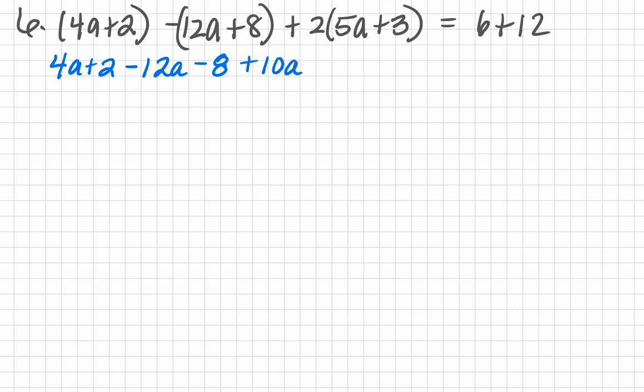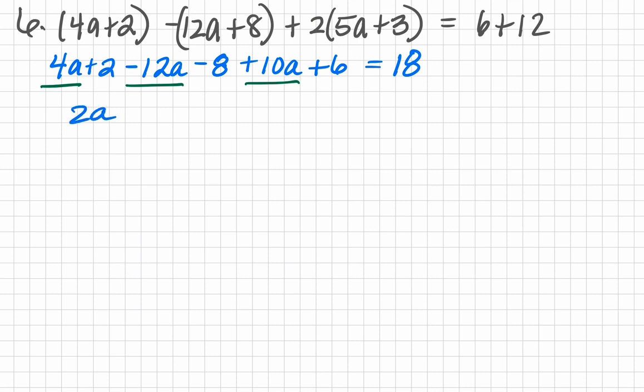10a plus 6 is equal to 6 plus 12, which is 18. Now I want to combine like terms. So I have a positive 4a, a negative 12a, and a positive 10a. So 4 minus 12 is negative 8, plus 10 is 2a.